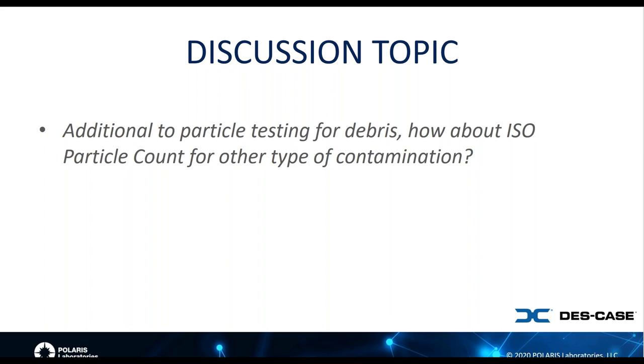Other types of contamination. Well, additionally for testing for debris, the ISO particle count is probably our best bet, but the particle count only looks at the concentration of particles based on sizing. If we want to look at the actual particles, again, I would suggest a ferrographic analysis, looking at both metallic and non-metallic particles that are floating in the fluid.